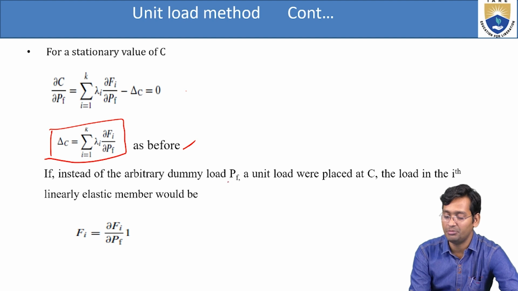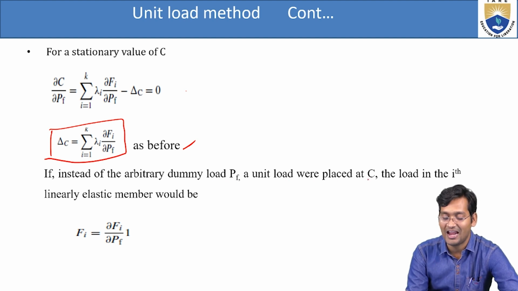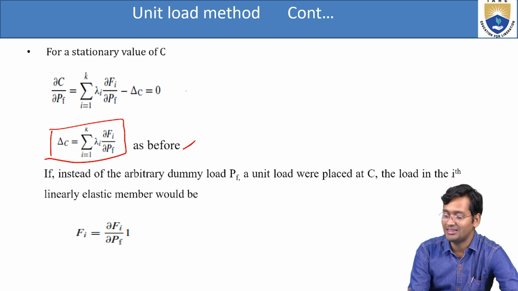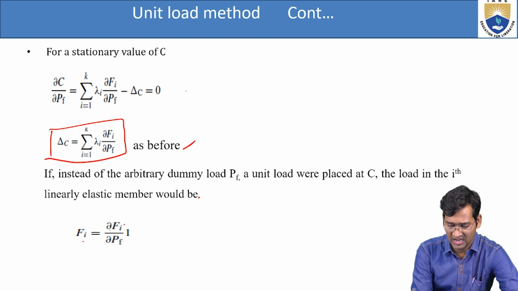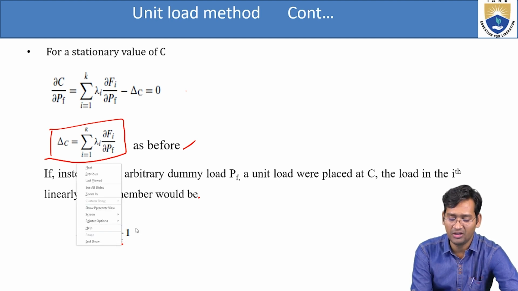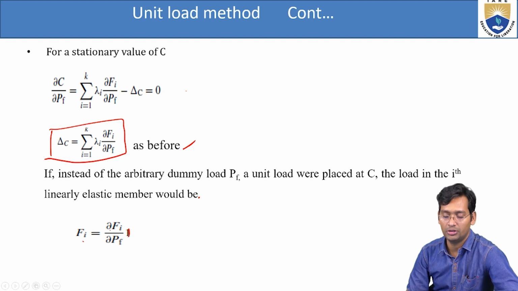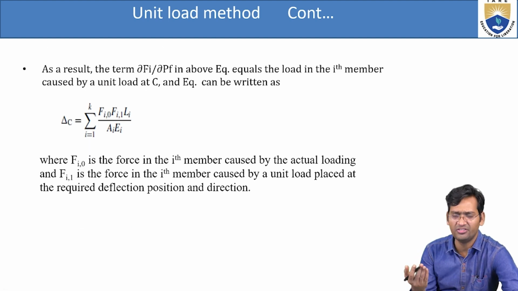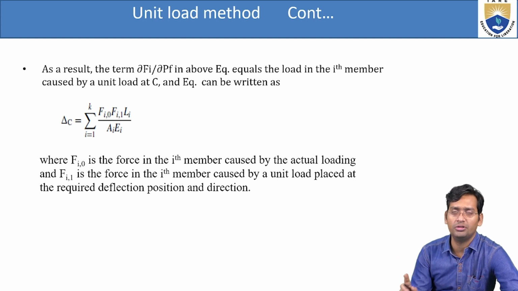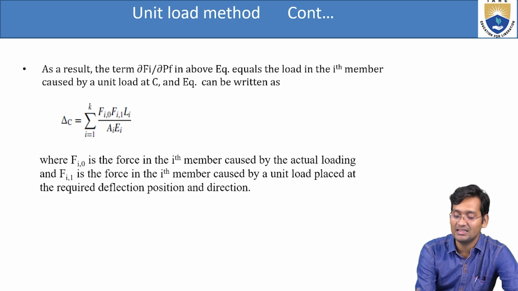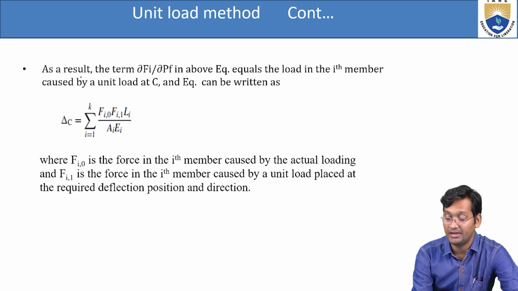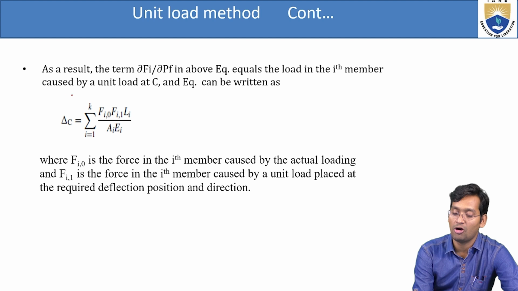If instead of the arbitrary dummy load PF, a unit load were placed at C, the load in the ith linearly elastic member would simply be Fi equals delta Fi by delta PF into 1, because of this unit load. That's why it's named unit load. Generally we can put the unit load instead of the fixed load. As a result, the term del Fi by del PF in the above equation equals the load in the ith member, the particular member we are finding, caused by a unit load at C, and the same equation can be written as what?